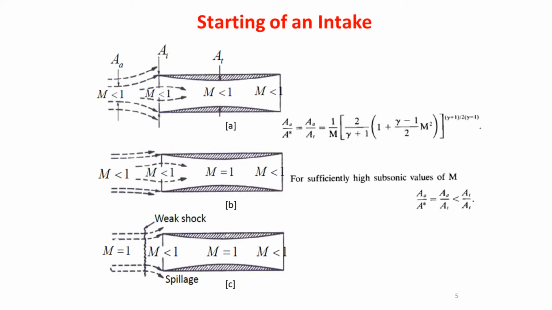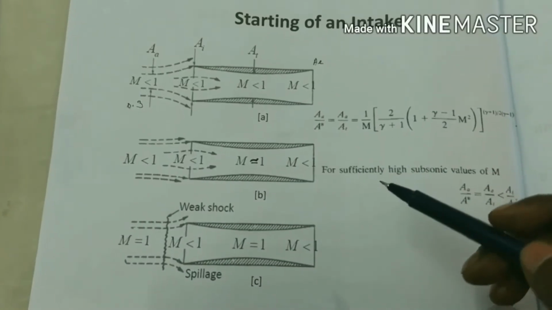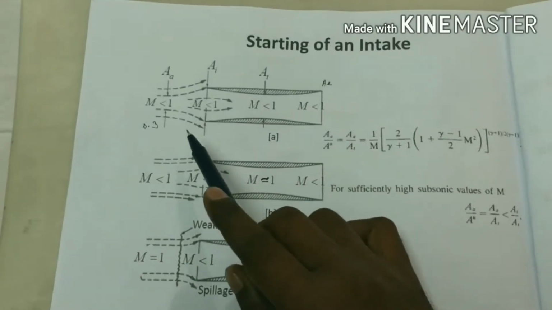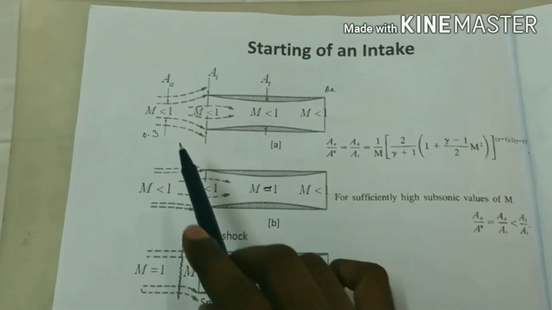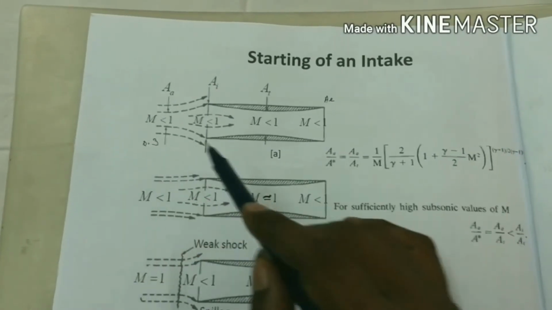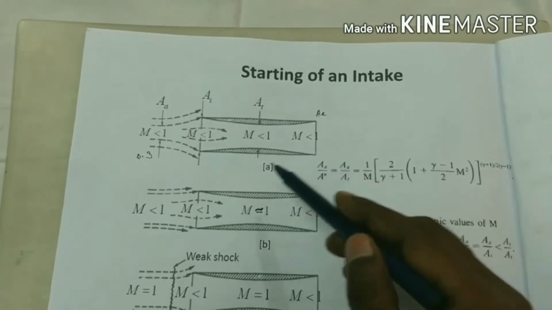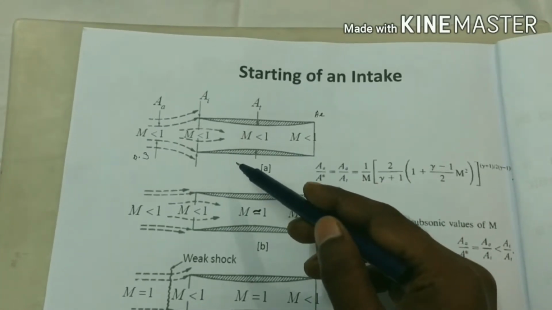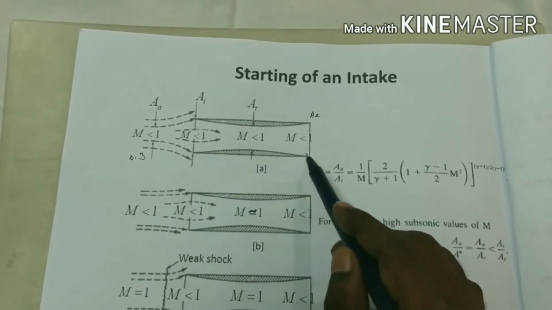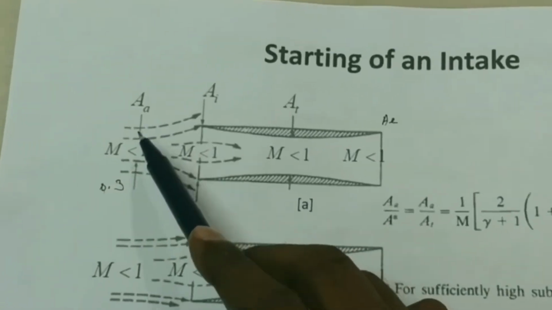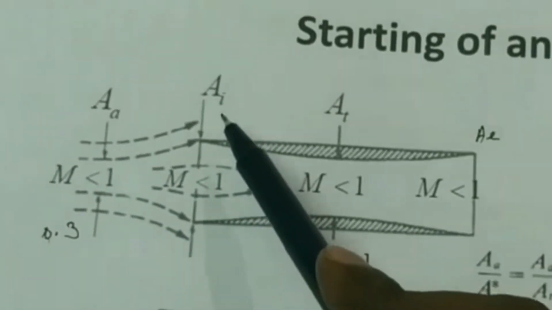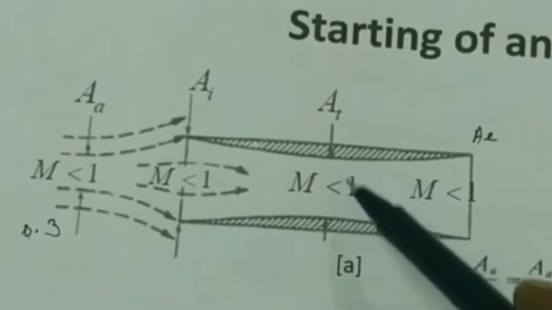Here, the starting problem of the intake can be explained with a series of diagrams. You can start with diagram A, where the entry Mach number is less than 1, low subsonic, and it enters the convergent divergent section. As we discussed, it's like a reverse nozzle diffuser, with a convergent section followed by a divergent section. Here AA is the capture area, AI is the inlet area of the intake system, AT is the throat area, and AE is the exit area of the intake system.